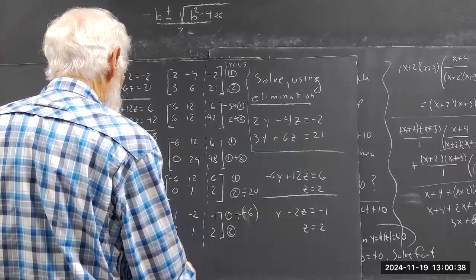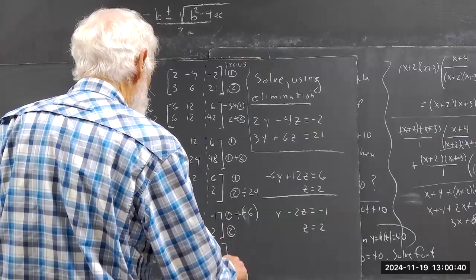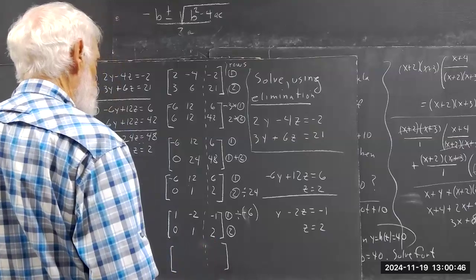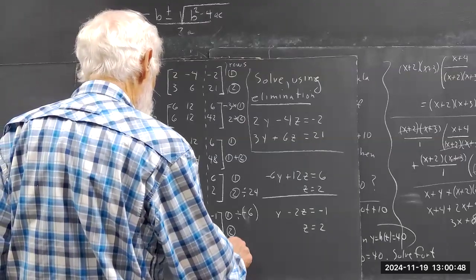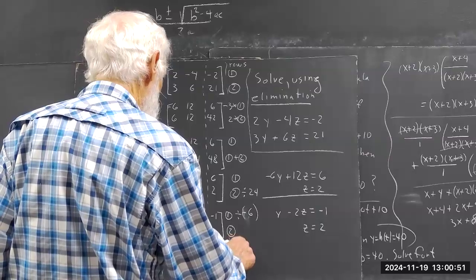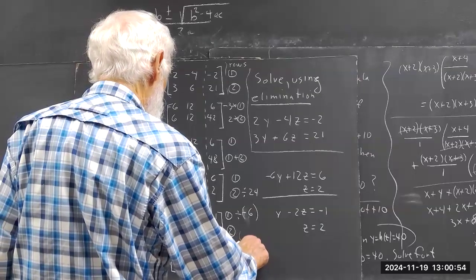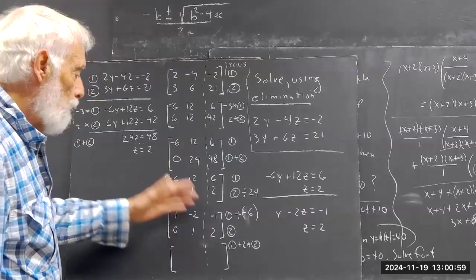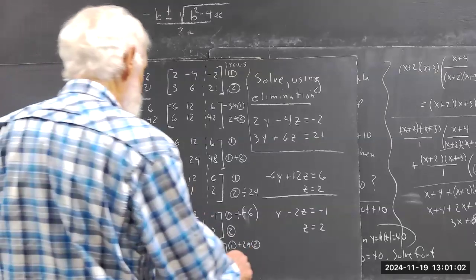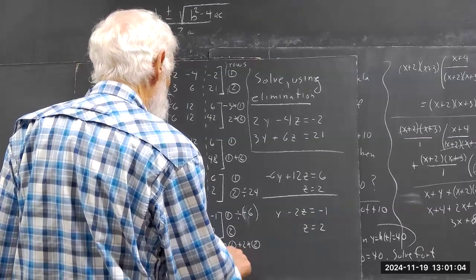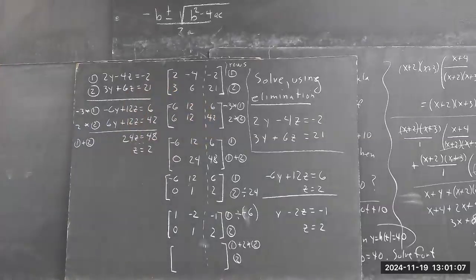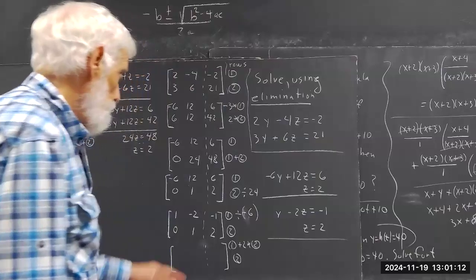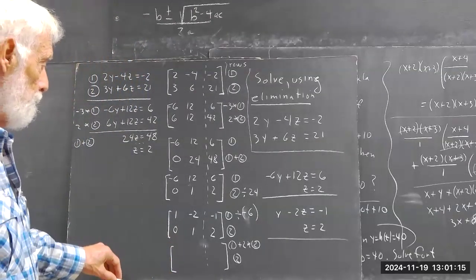So what I want you to do is row 1 plus 2 times row 2. And of course, we don't want to mess with row 2, because row 2 already has a solution for z, right? So write out the matrix that you get if you do this.